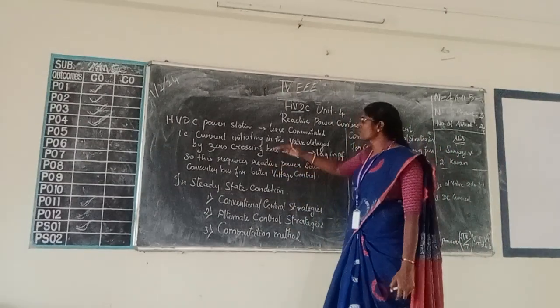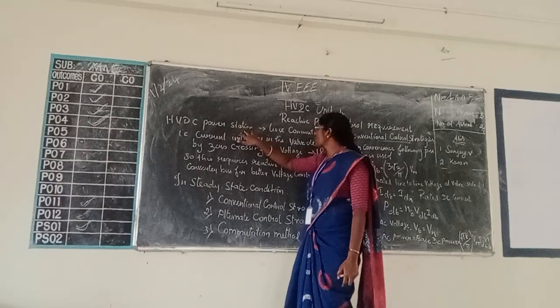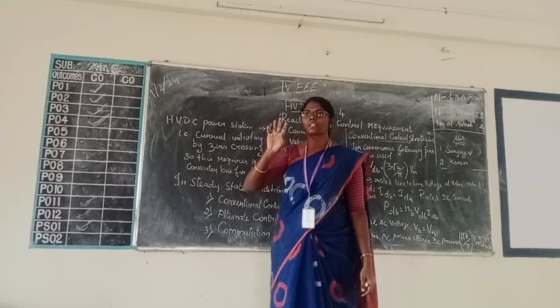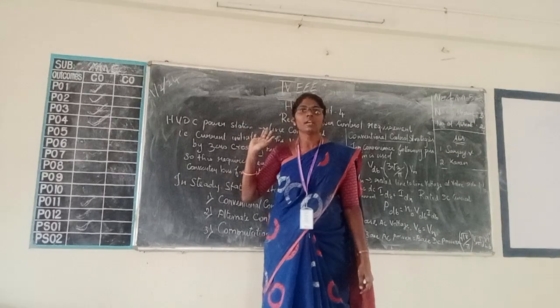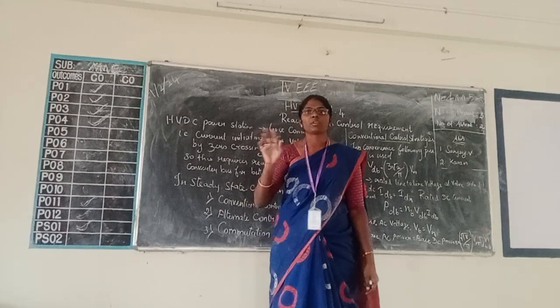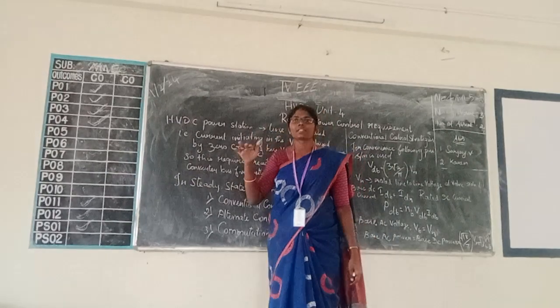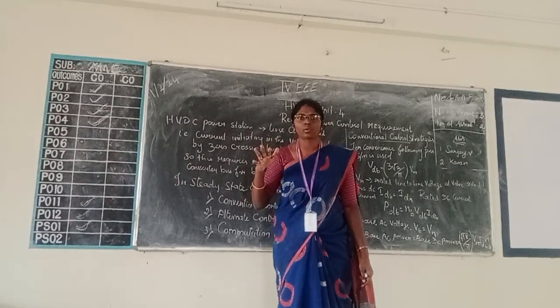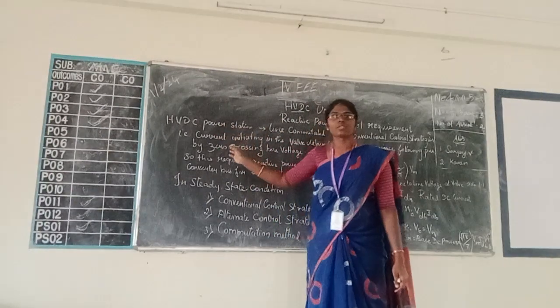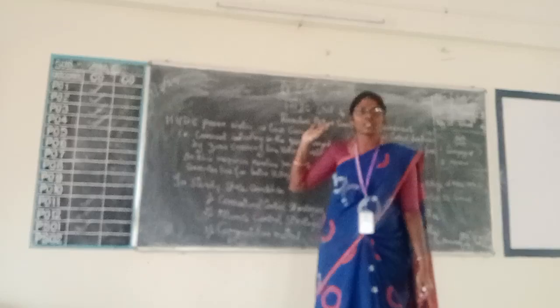Okay. So for that purpose, we all know that in an HVDC power station, in the initial first unit we discussed the line commutator. That is LCC, line commutator converter. And after that, we discussed the voltage converter and all that. In the HVDC power station, what we are using is a line commutator system.